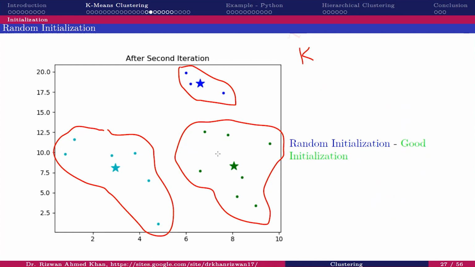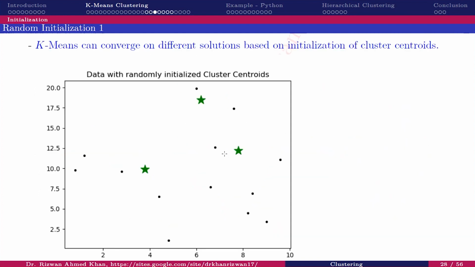So this is one of the issues with the K-means clustering algorithm, how to initialize. If you are using the K-means clustering algorithm for any practical application, keep in mind that by doing random initialization, you can get stuck at local optima instead of getting the global optimum solution, right?